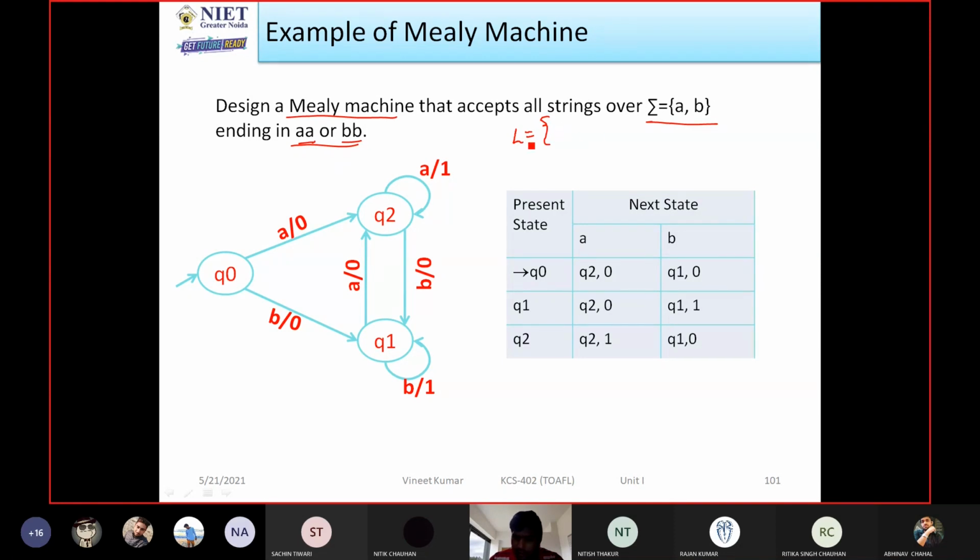So the strings that the language contains are such as AA or BB or AAA or BAA or ABB or BBB or AAAA, ABAA, BAAA, all combinations, but at the end either there exists AA or exists BB. Clear this point? What will the set contain? The set will contain all strings over A B ending with either AA or BB. Is it clear to all?